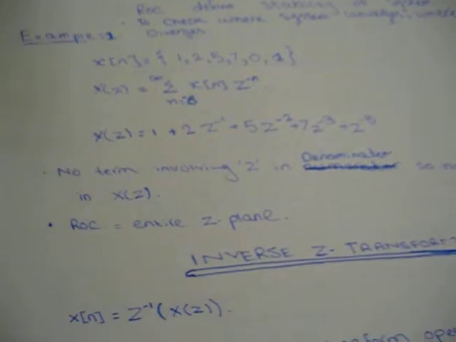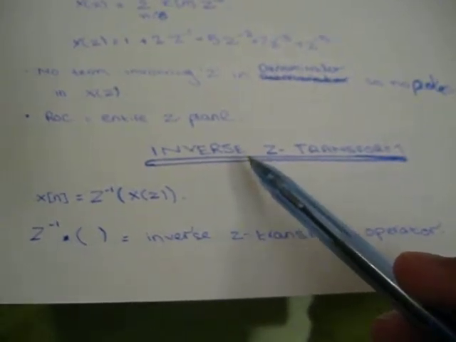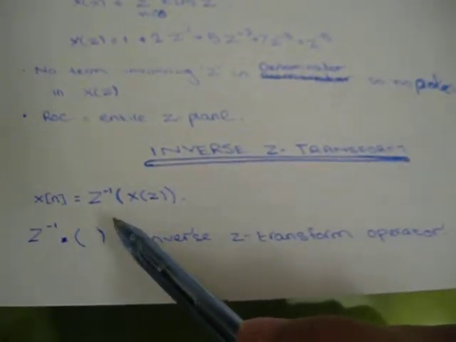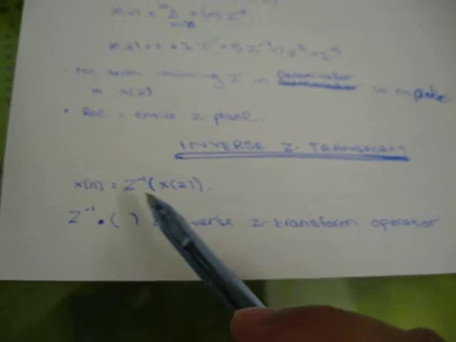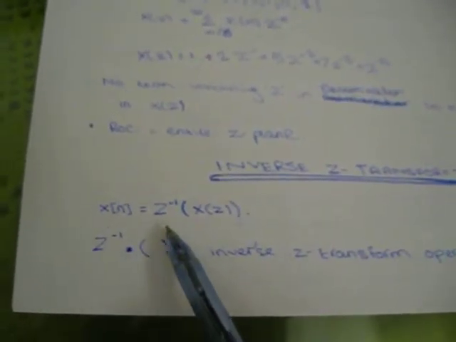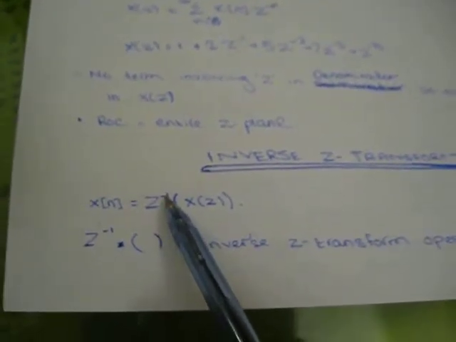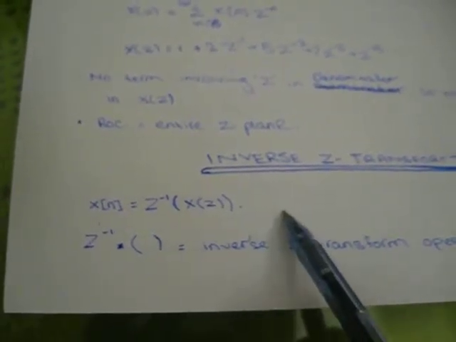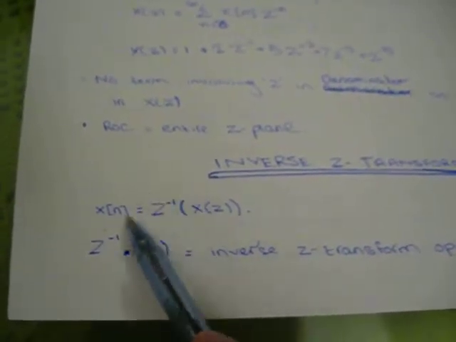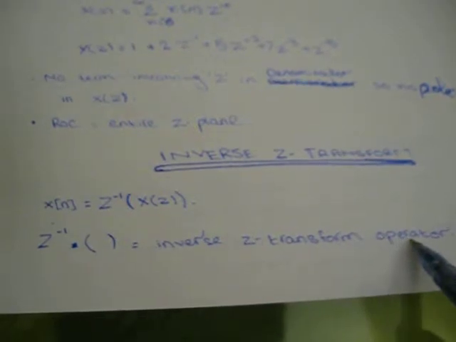Now this was some brief introduction about Z transform. Now a brief introduction about inverse Z transform. The formula for inverse Z transform is x of n equal to Z raised to the power minus 1 into X of z. Basically this is called the inverse Z transform operator.